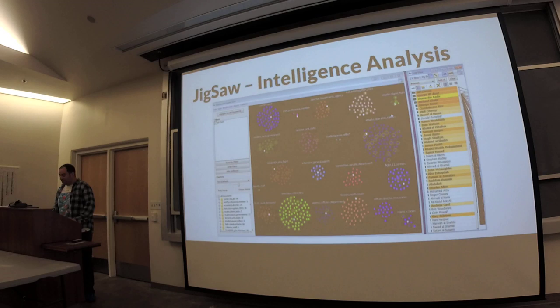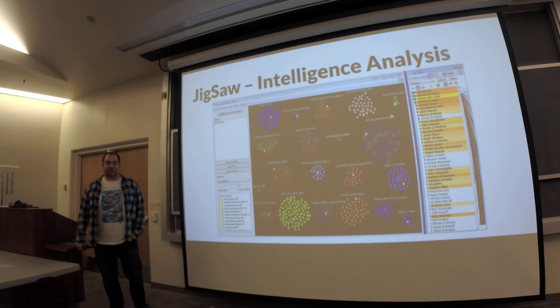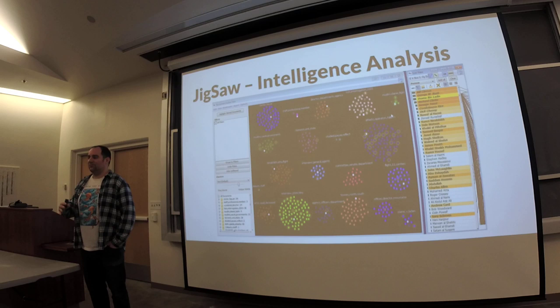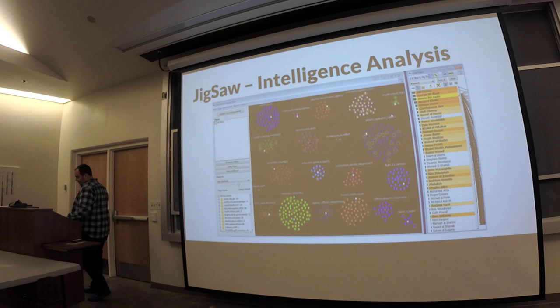The classical visualization for intelligence analysis is Jigsaw. This is really meant for when I have a corpus of emails and I want to find any potentially suspicious information in there. So I'll play this video for a brief introduction.